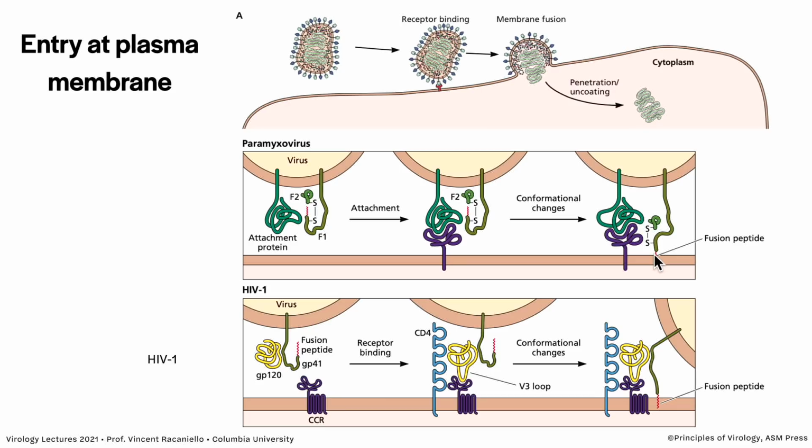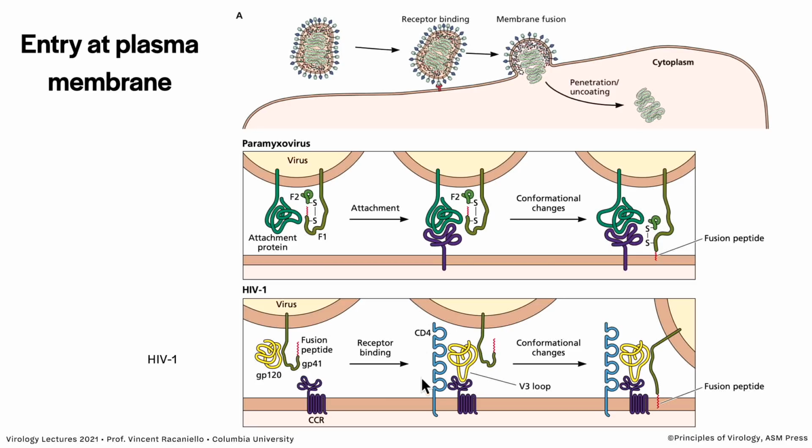So that's the key to fusion, just getting the two bilayers right up against each other. It's not easy because there's water in there, and getting rid of that takes energy. So that's driven by these conformational changes. So you can have receptor-mediated specificity as shown here. And the bottom is HIV-1, where you need two receptors. So the virus has this GP120, and it has the fusion protein called GP41. And again, the fusion peptide is hidden.